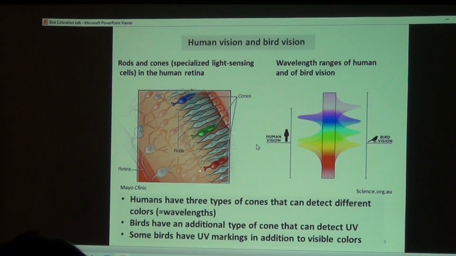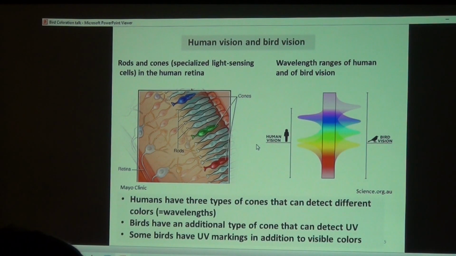At the back of our eye in the retina are specialized cells called cone cells. And these are depicted here as red, green, and blue because these are maximally sensitive to the wavelengths represented by red, green, and blue. And birds have the same three cones, but in addition, they have a fourth cone that detects UV light. So birds can see in the UV.